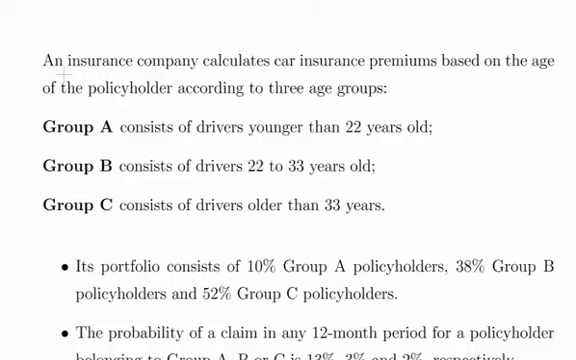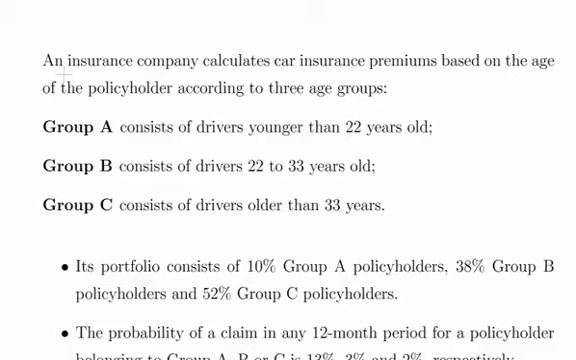Okay, in this presentation we're going to look at a probability question where we would use conditional probability, Bayes' rule, the law of total probability, stuff like that. Okay, so an insurance company calculates insurance premiums based on the age of the policyholder according to three age groups.